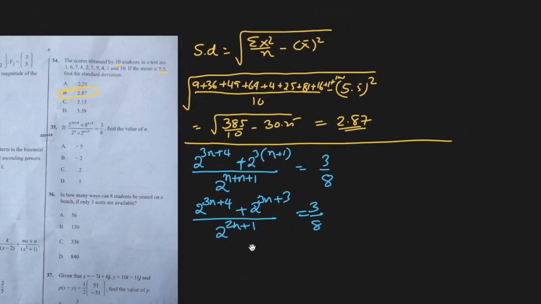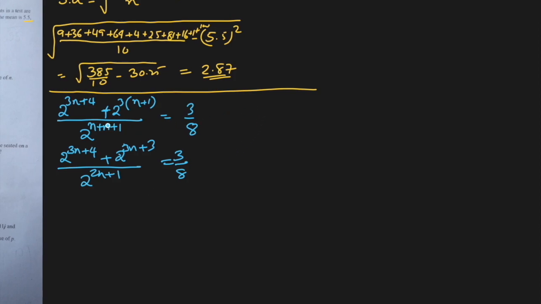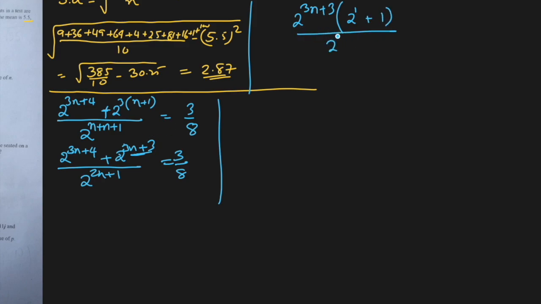Okay, to save space, let's go here. Now 3n plus 4, 3n plus 3. Which one is the smaller of the two? This one is smaller exponent, so let's take that as common. 2 to the power 3n plus 3 taken common. So 3n plus 3 taken common out of this, only 1 is left here, that means 2 to the power 1 is left here. Plus, here the whole of it is out, so only 1 is left. Divided by 2 to the power 2n plus 1 is equal to 3 over 8.